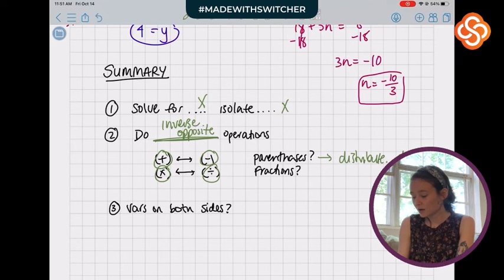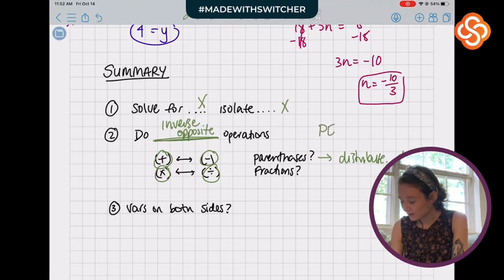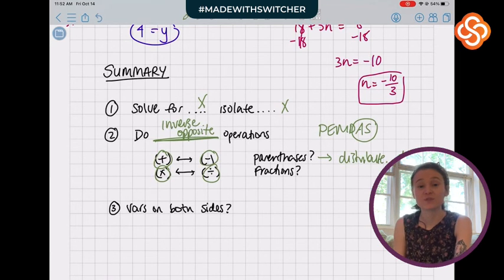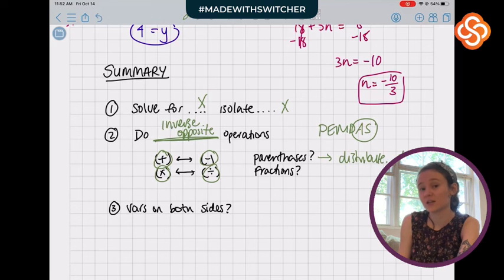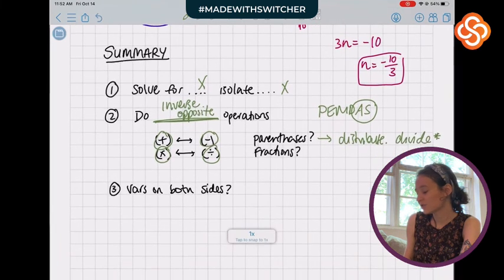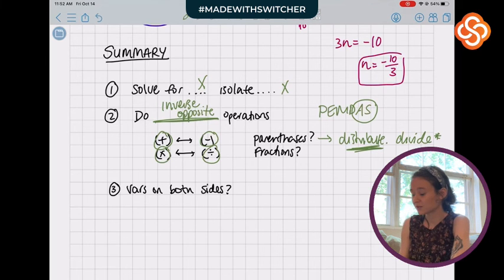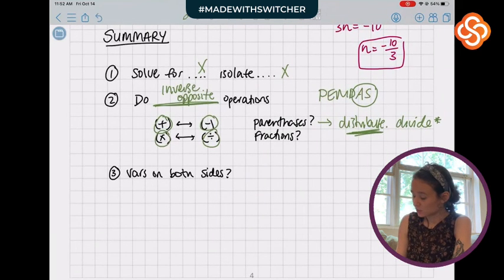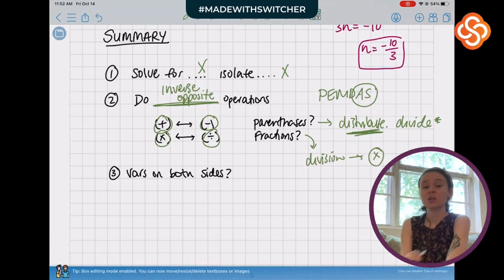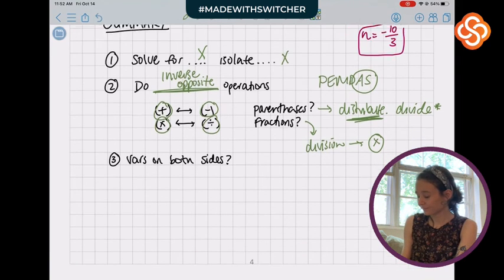Just like PEMDAS, right? We're doing it backwards. We're doing addition and subtraction first. So if you still have addition and subtraction over there, don't go ahead and divide, just distribute. And if you don't know, distribute will never fail you. It's good. So fractions, what are fractions? They are division. What's the opposite? Multiplication. You need to multiply to get rid of fractions. It's going to help you a lot.